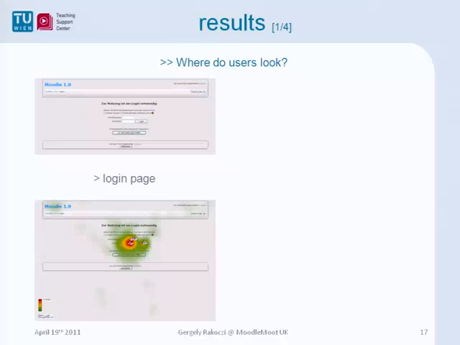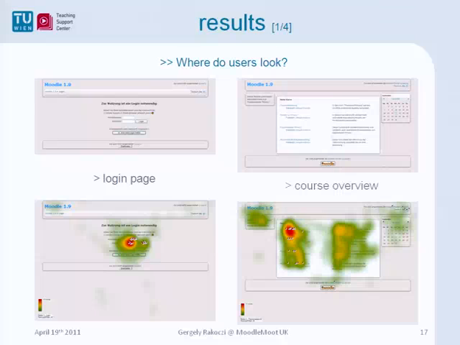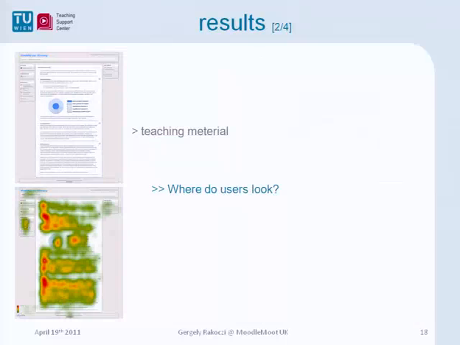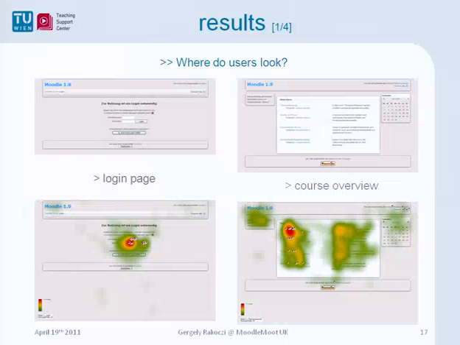Yes, this was tested with a basic Moodle 1.9.4 installation, and here you can see, for example, that there is a dominance of the content area and on the left top side in this box. So the links are much more interesting than the descriptions. They are not really processed. And here it is very interesting that, for example, the calendar at this point is not really used.